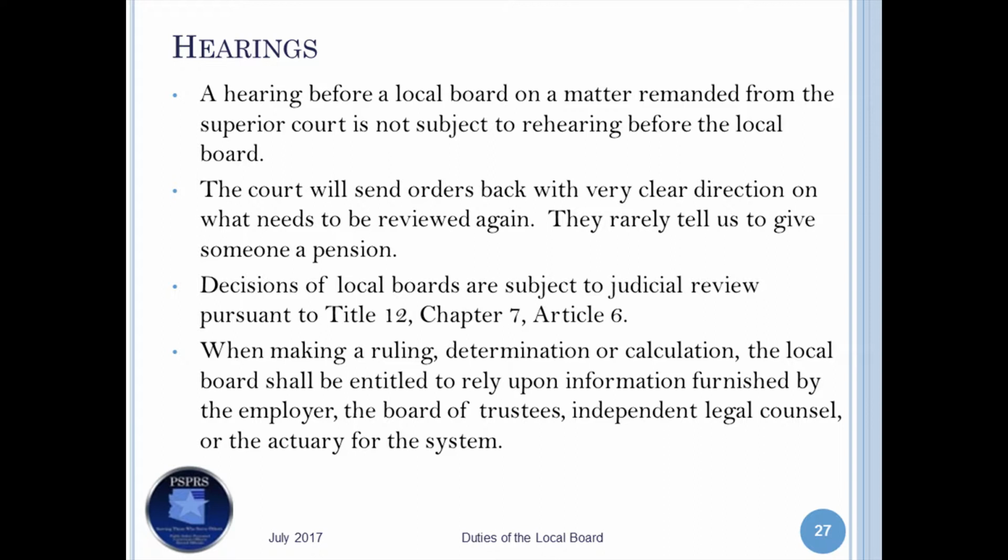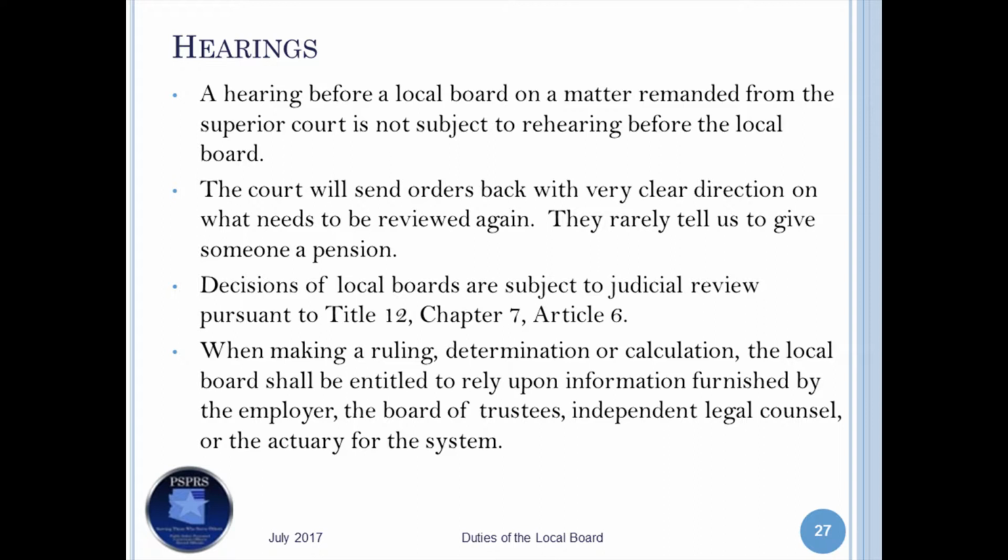Now, what do you think they're going to look at when they come back to make a ruling on this determination? They're going to go right back to the executive meeting minutes. That's what the court system will do. So you better have that notated and well documented. We never want a copy of your executive sessions, but you have to keep them on record in case the Superior Court is going to want them at a later date. Okay? So when making that ruling determination, the local board shall be entitled to rely on the information furnished by the employer, trustees, independent legal counsel, and the actuary of the system.